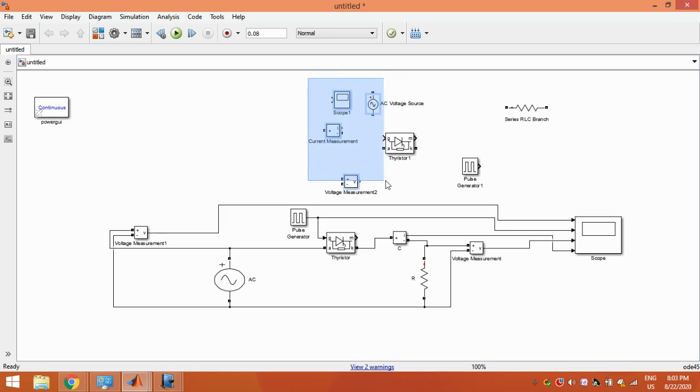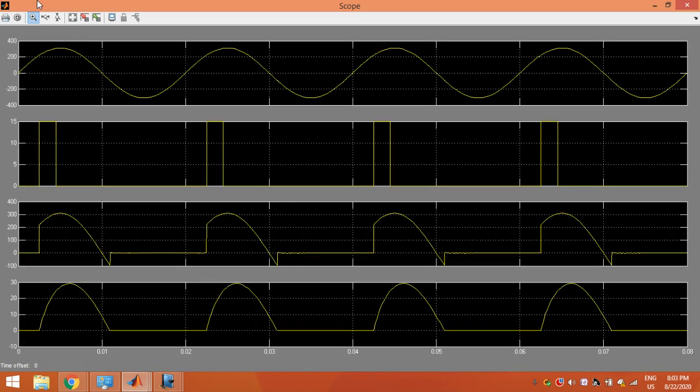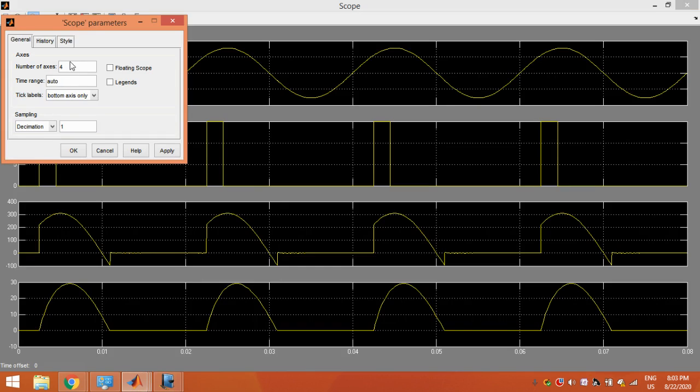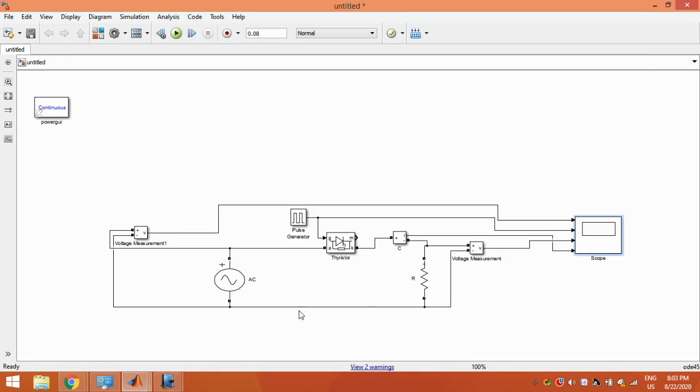So let me delete all these things. By using this, I have constructed the circuit, and the scope, when I double click it, you can find an axis. All I have done is set 4 axes, 2 by 1. You can also have each waveform in a separate scope. Also, for better understanding, I have taken one scope and given different panes in a single scope. That's fine. So now I need to give the values.